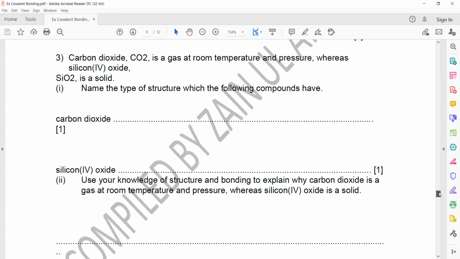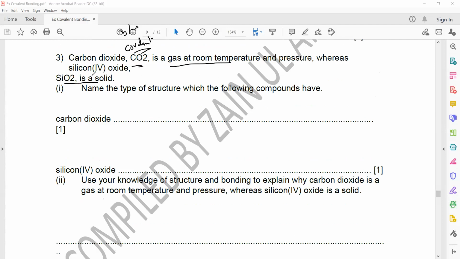In question 3, carbon dioxide. Carbon dioxide is a gas at room temperature. So what does it mean? We know carbon is a non-metal and oxygen is a non-metal, so between the atoms there will be a covalent bond. But because they form molecules, between the molecules the force will be weak.